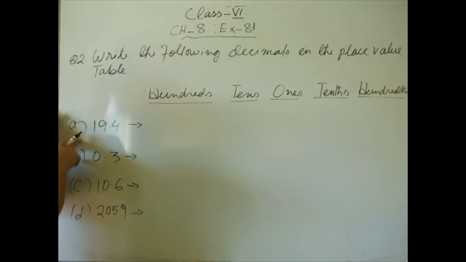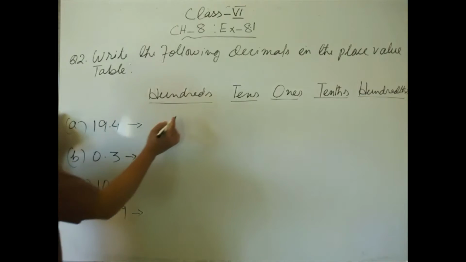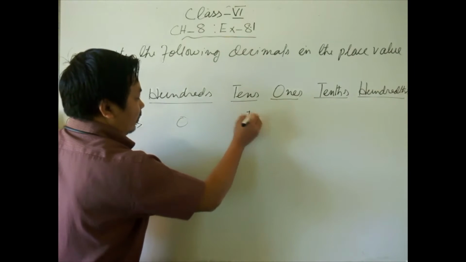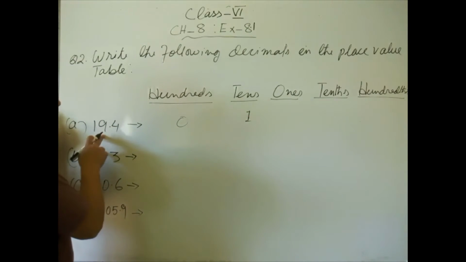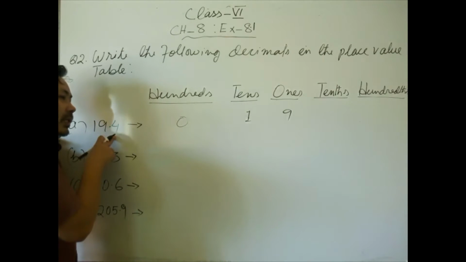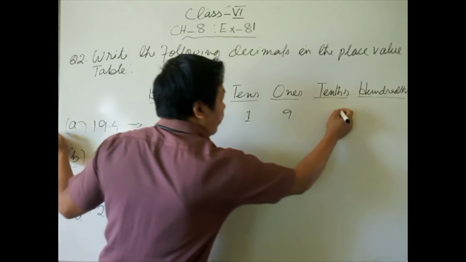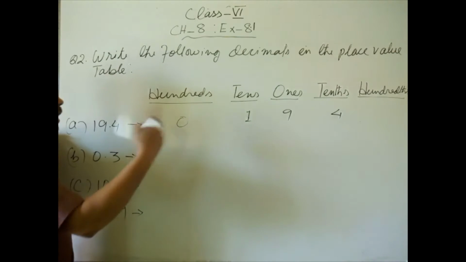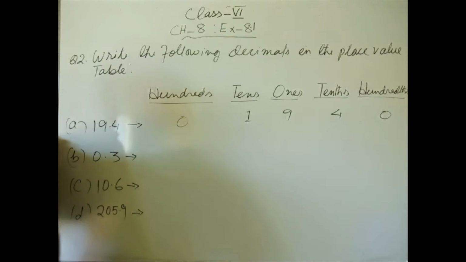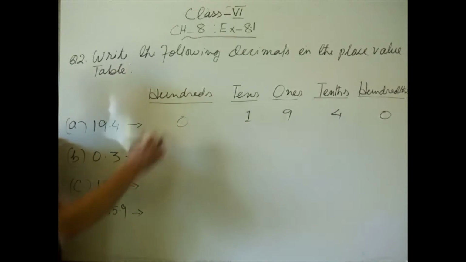Here we have 19.4. So 19 here. How many hundreds are there? No hundreds, means 0. Then how many tens are there? 1 ten is there, so 1 here. Then how many ones are there? 9 ones, so 9 here. Then after the point, we call this tenths. How many tenths are there? 4 tenths, so we put 4 in the tenths place. And hundredths, no hundredths, so you can put 0 here, so that you don't leave any empty place.